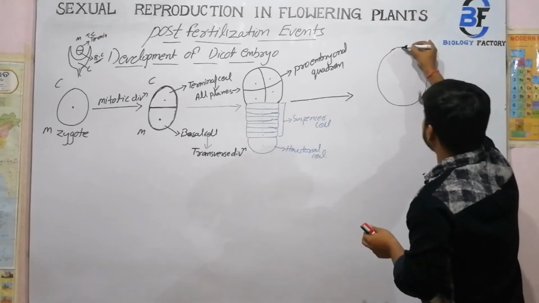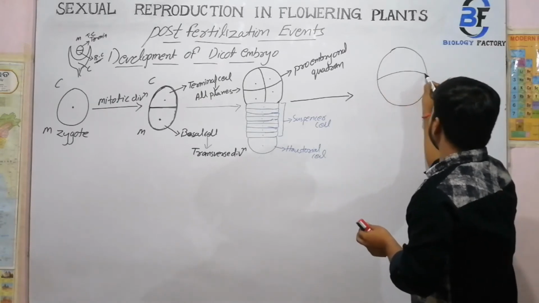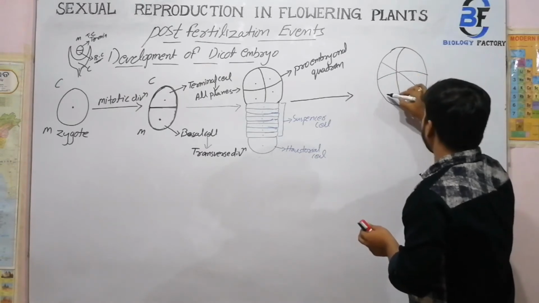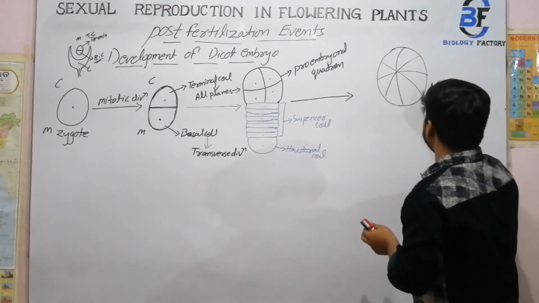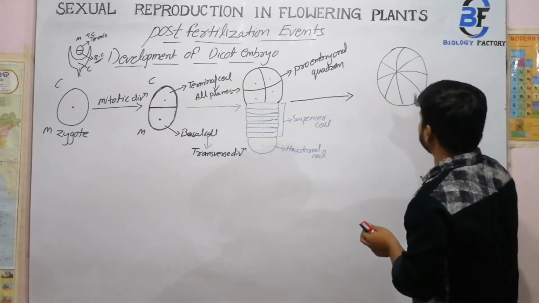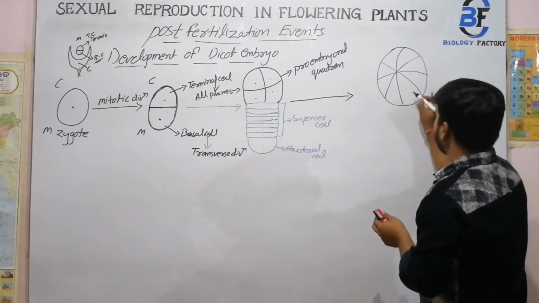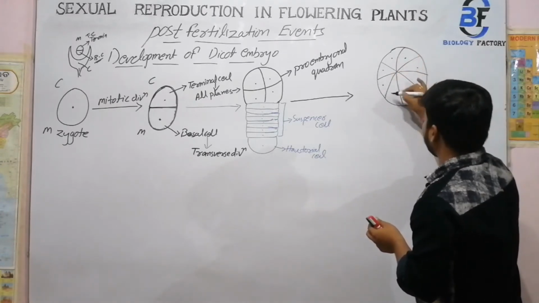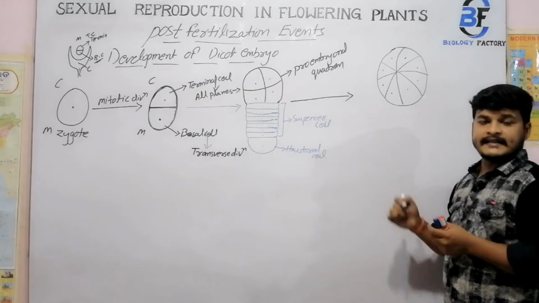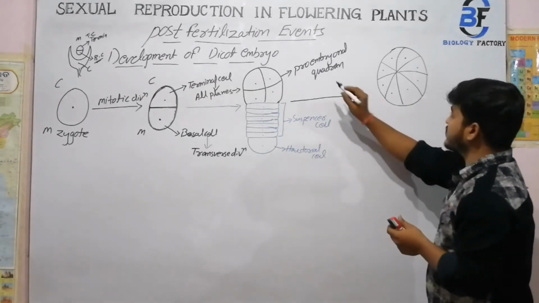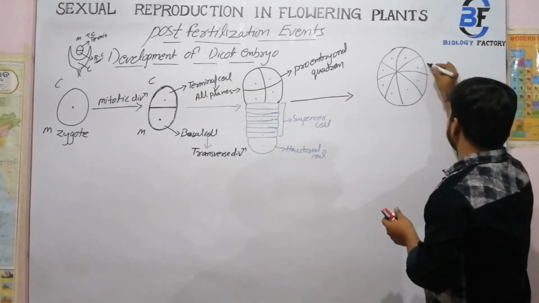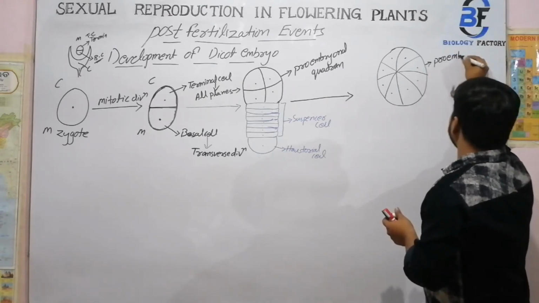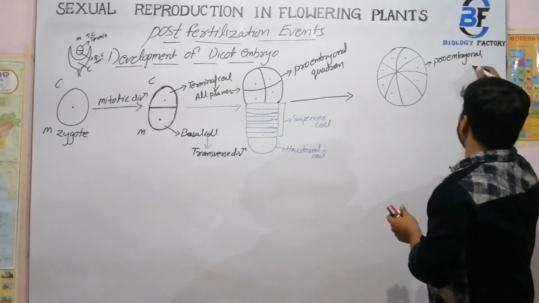So what happens over here? The cells are going to divide. A ball of cells is formed. That means 8 cells are formed: 1, 2, 3, 4, 5, 6, 7 and 8. This structure is known as your proembryo, and it is also known as your proembryonal octant.